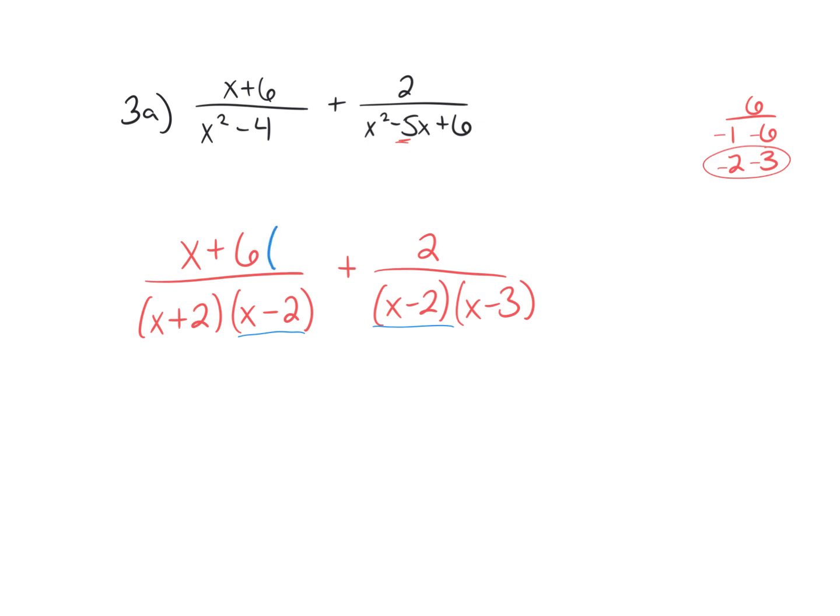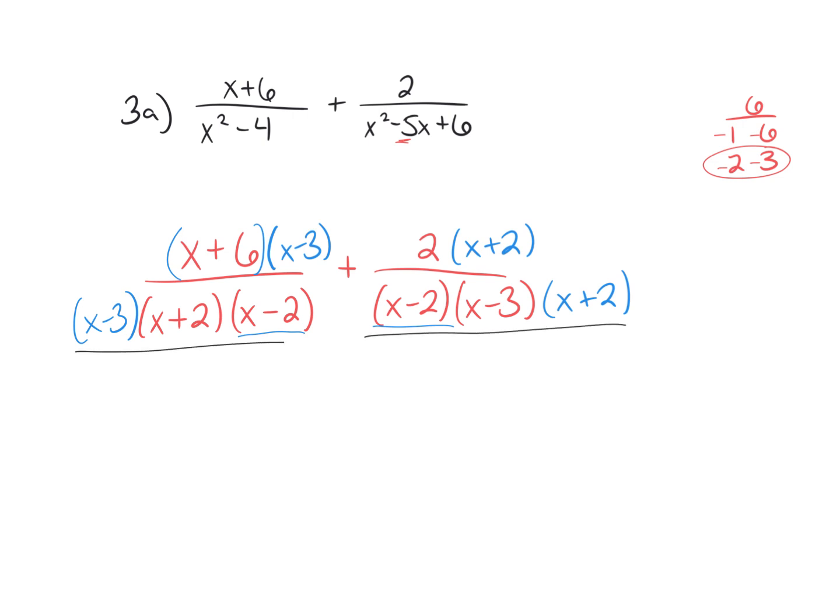So I'm going to multiply both the top and the bottom by what it's missing. So this fraction is missing x minus 3, so I'm going to multiply it by x minus 3. Okay. What is this fraction missing that this one has? It's missing x plus 2, so I'm going to multiply by what it's missing on the top and the bottom. Now, do you agree, looking at this, they are the exact same?